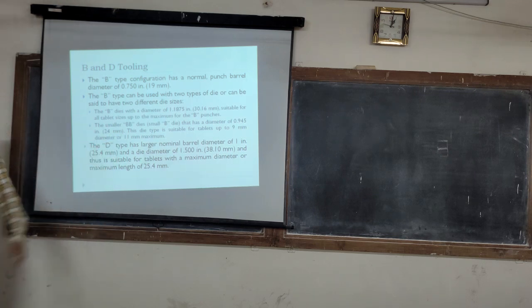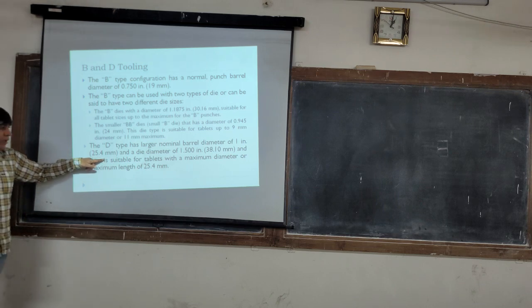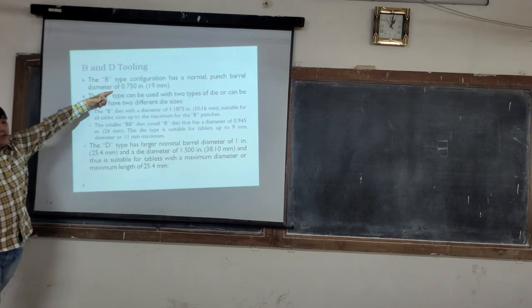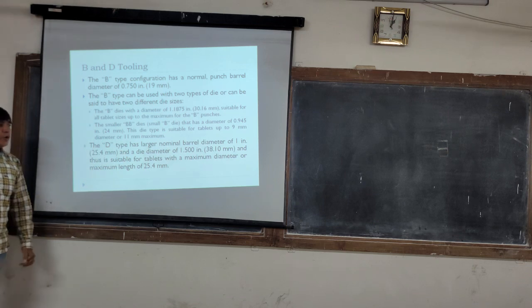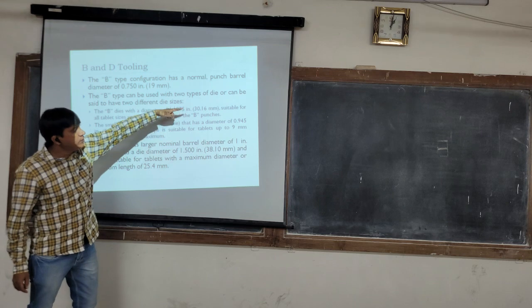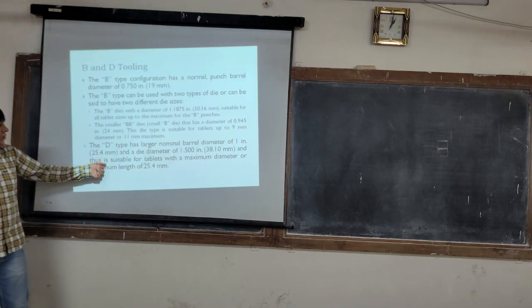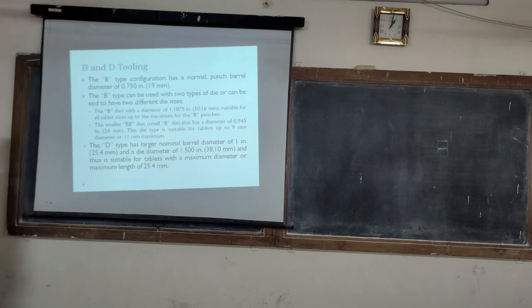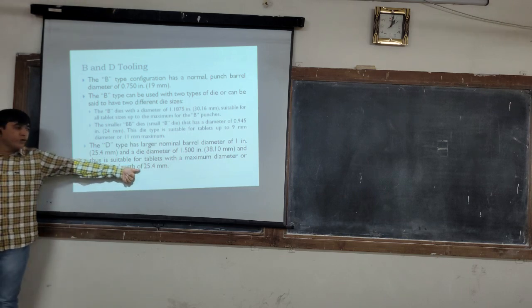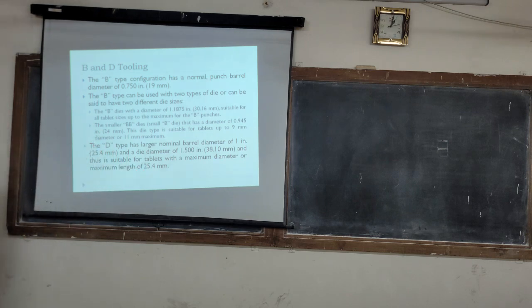The D type has a larger nominal barrel diameter of 1 inch, that is 25.4 mm, as compared to 0.75 inch over here, and a die diameter of 1.5 inch. Over here, the maximum die diameter is 1.18 inch, that is 30 mm. Here it is 38 mm, and thus it is suitable for tablets with a maximum diameter or maximum length of 25.4 mm. When we are preparing elongated tablets, we can use D tooling.